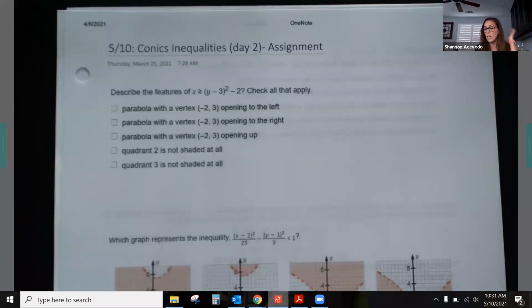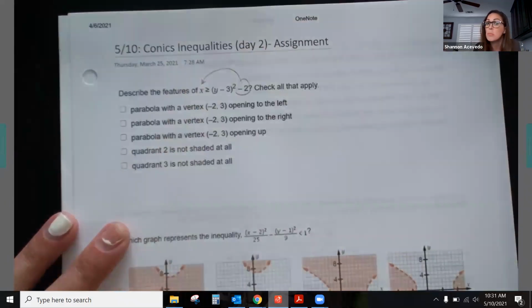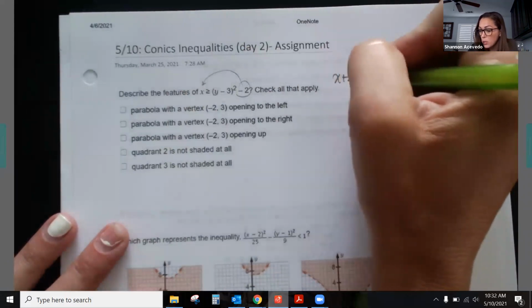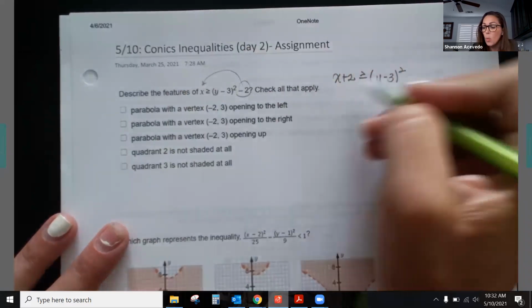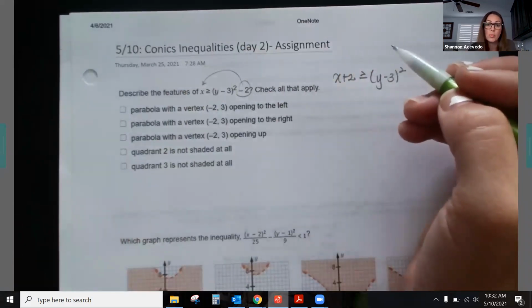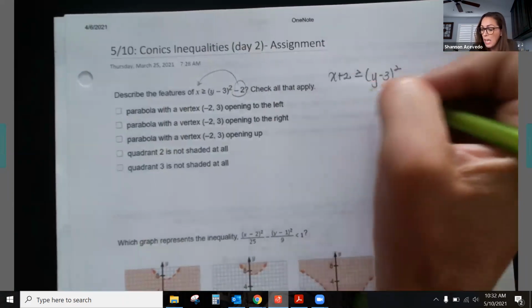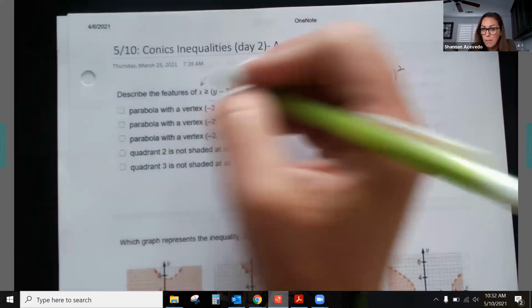The first one says describe the features. We could sketch this by hand because it's super easy, and not spend the time putting it in the calculator. A lot of times, again, we're used to seeing this over here. It's personal preference, but when we write it like this, x plus 2 is greater than or equal to y minus 3 squared, then it's always the opposite signs of both the values when you look for that vertex. So sometimes it's easier for you guys to do it this way, so you don't have to worry about, do I keep this line the same or do I have to flip it?